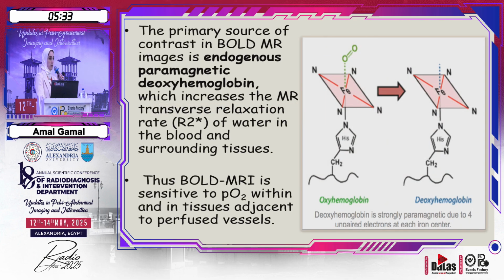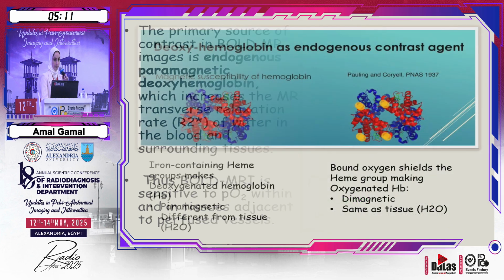In BOLD sequence, we do not give the patient exogenous contrast material, but the primary source is the endogenous paramagnetic deoxyhemoglobin, which increases the MR transverse relaxation rate of water in the blood and surrounding tissues. Thus, BOLD MRI is sensitive to paramagnetic deoxyhemoglobin within and in tissues adjacent to the perfused vessels.